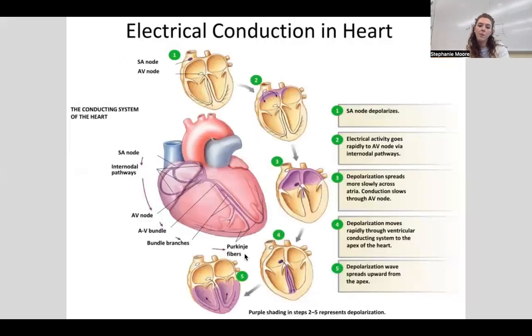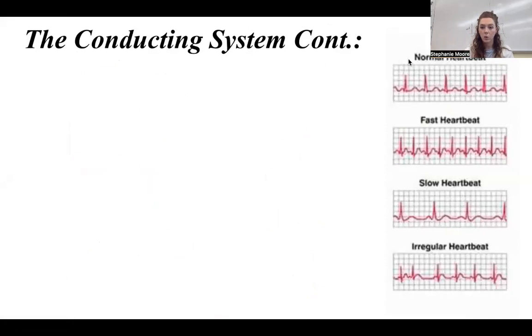I just wanted you to see the purple shading of what happens. We have the sinoatrial node, and then the atria contract, and then the action potential travels down the bundle of His to the Purkinje fibers, and then from the apex up in the ventricles, we contract, so that we can expel all blood. We don't have any blood sitting and pooling and at risk for clotting. Okay, so now let's go to the conducting system again. Ooh, I have our EKGs over here.